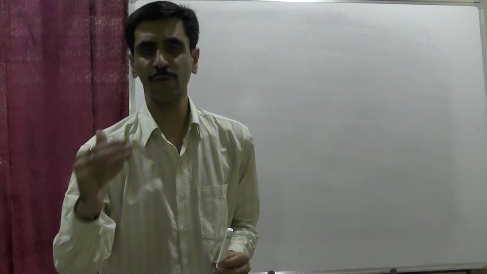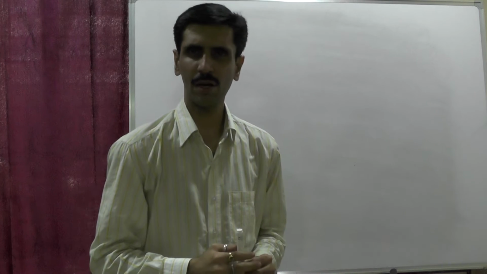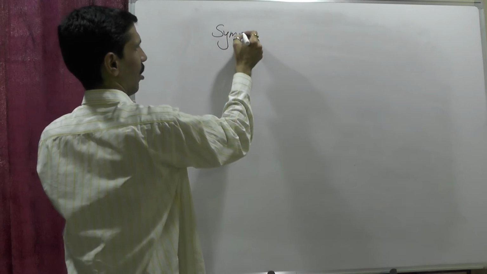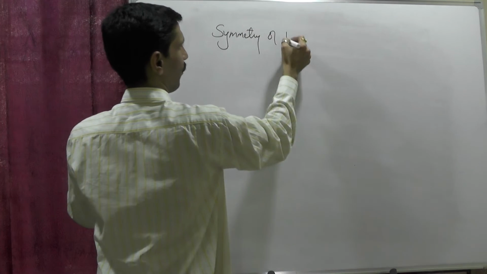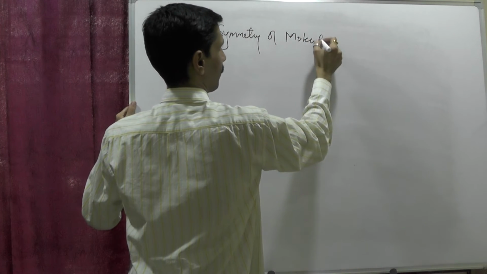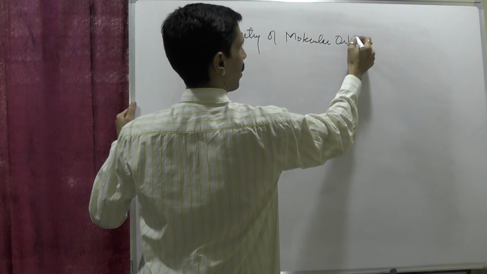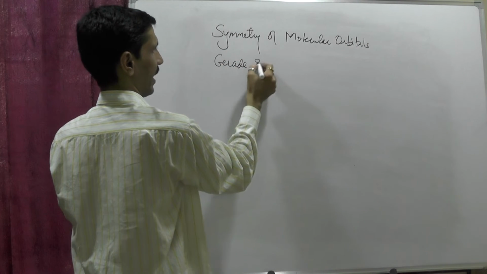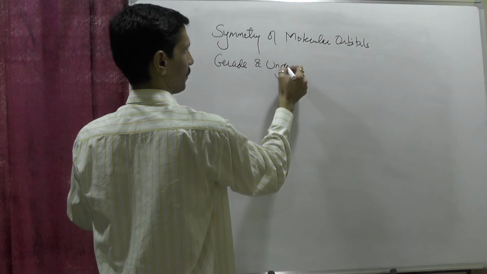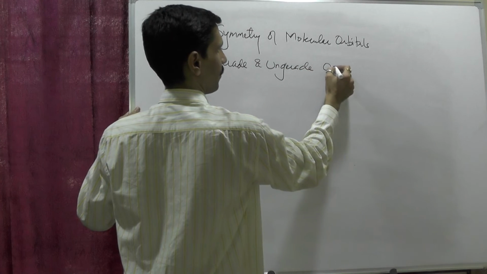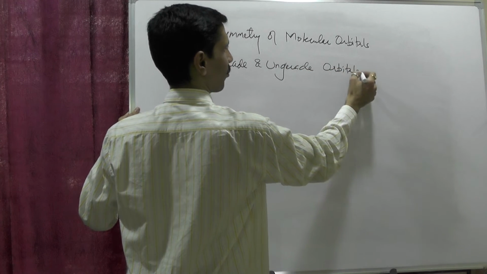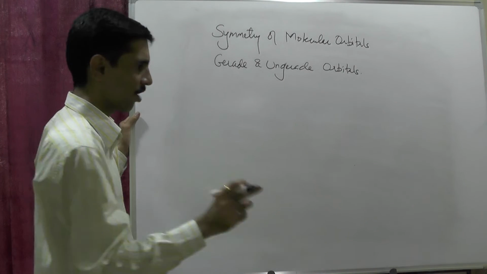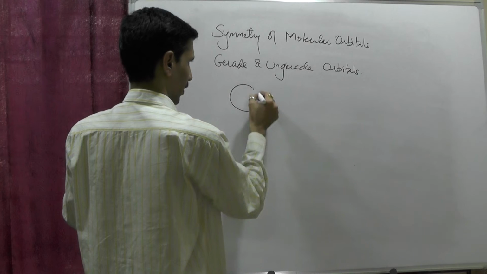Now the next point which we move on to is about the symmetry of molecular orbitals. Under this category of symmetry of molecular orbitals, we are going to discuss gerade and ungerade orbitals. Now I'll explain by means of a very simple example. We start with the s orbital. S orbital, we say it is spherically symmetrical.